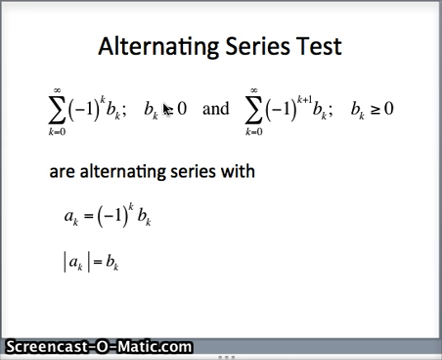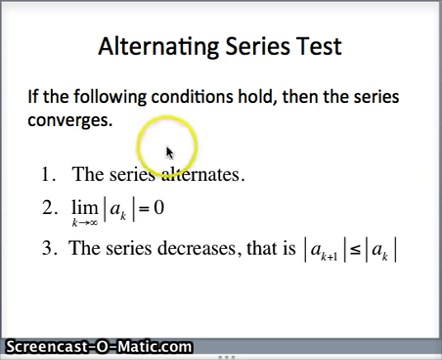So we're going to establish some rules. If these conditions are met, the alternating series will converge. So what must happen? First of all, the series has to alternate. You need to see negative, positive, negative, positive, negative, positive, negative, positive. And you can see that with (-1)^k or (-1)^(k+1).